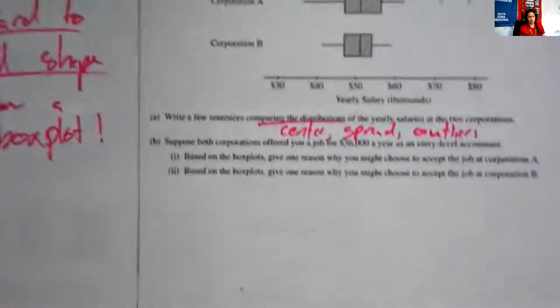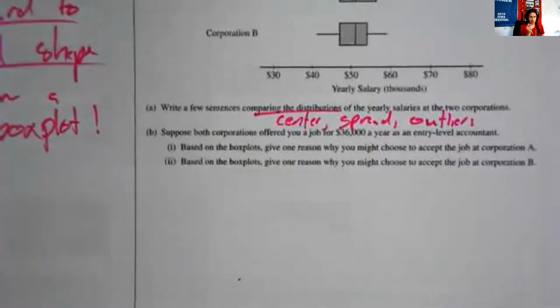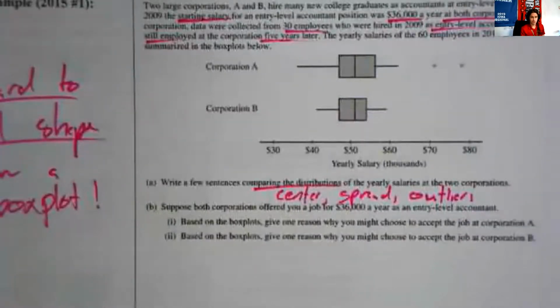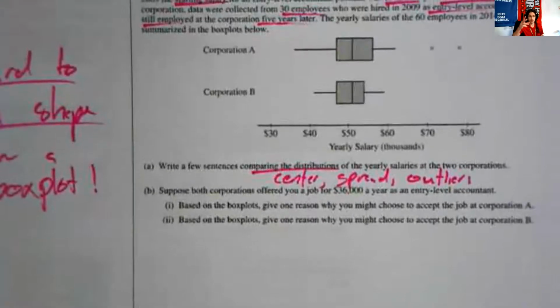And then you have a part B. Suppose both corporations offered you a job for 36,000 a year as an accountant. Why would you decide to work for A, given the data you're shown? Why would you decide to work for B? I'm not going to walk you through this. You need to take a moment to say, hey, what's the center? Median is the obvious one you can see here. What's the spread? You could talk about IQR or range. It doesn't matter. And you can speak to the outliers, which are apparent on the graph. For part A, looking for about 3 sentences describing the center, spread, and outliers. Make sure you have context: thousands of dollars a year. And then consider why you would choose one or the other.